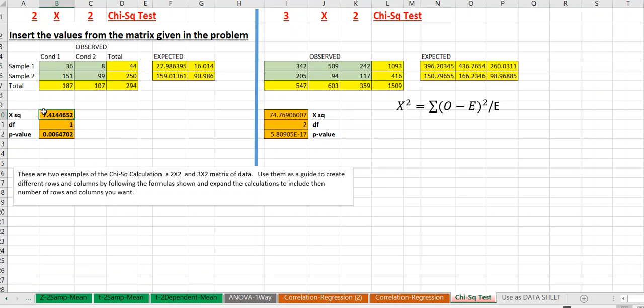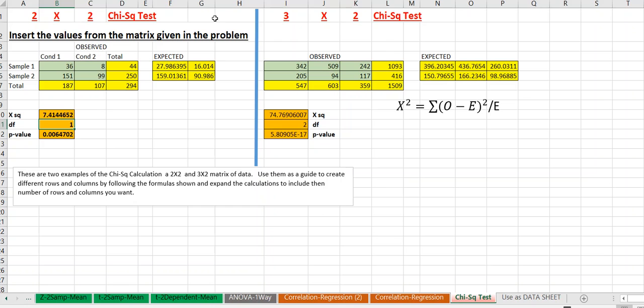That'll find you the chi-squared number, and find you degrees of freedom. Degrees of freedom is basically the number of rows minus 1 times the number of columns minus 1. And then there's the p-value. I've also built a template for a 3 by 2 chi-squared, because you'll see that in a later problem. Same technique as for the other.